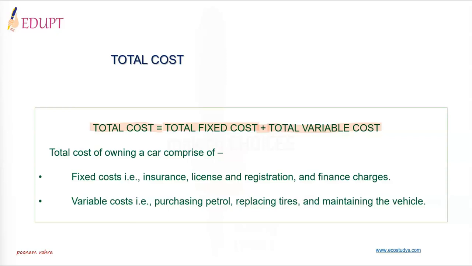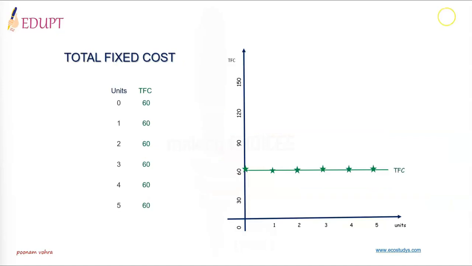Continuing with the previous example of cost relating to a car, total cost of owning a car comprises of fixed cost, that is payment of insurance premium, license fee, registration fee, and finance charges. And its variable cost comprises of purchasing petrol, replacing tires, and maintaining the vehicle. Let us understand total fixed cost in a tabular as well as a diagrammatic presentation.